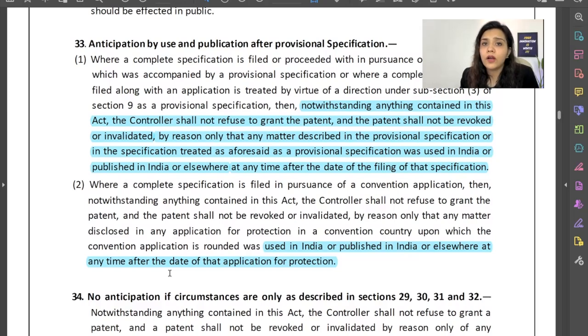Now after filing your patent in the US on 1st April 2023, you publish your invention on 1st May 2023. And then you enter into India on 1st June 2023. So you are entering into India after publication, but that is all right because it is a convention application and your application was published after the convention filing.